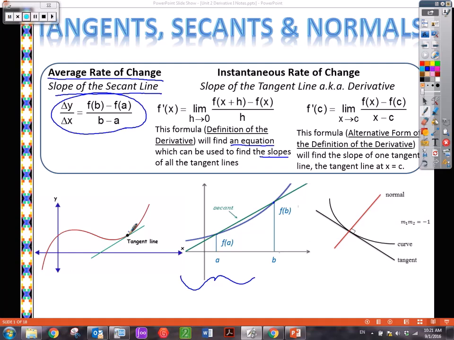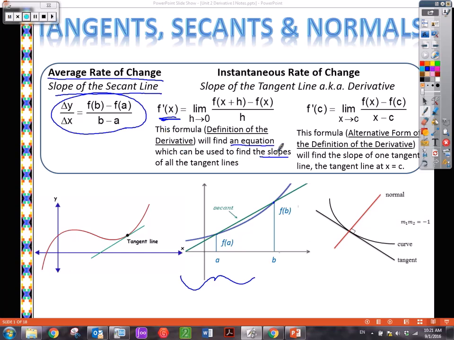That's what it is. So when I use this definition of the derivative to find the equation of the derivative, let's say we did that with this red function, I could use that equation, and I could actually find every single slope of every single tangent line on the function. That's what I could use it for. So that is our definition of the derivative.